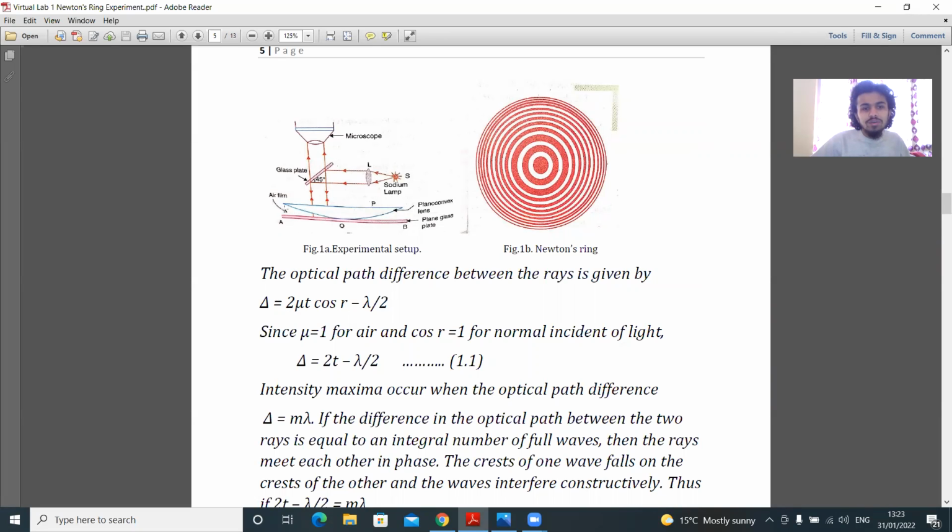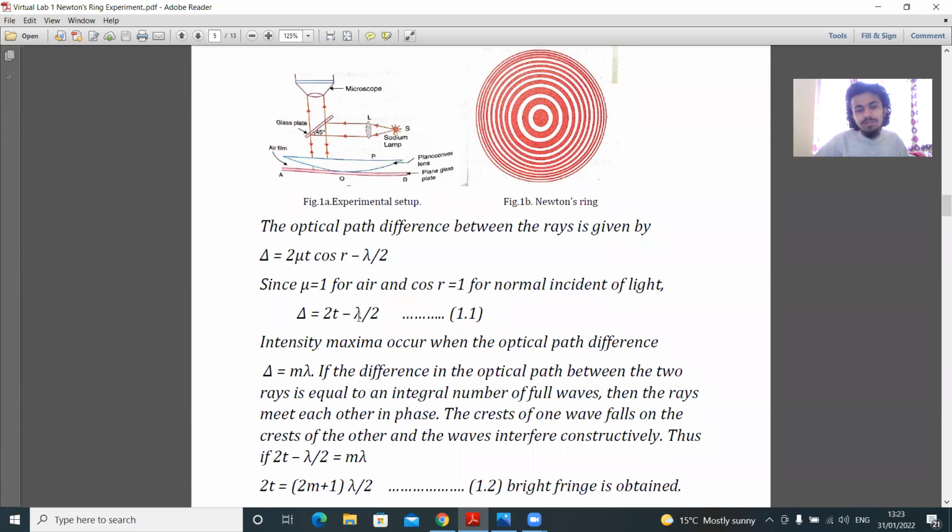Here in our case, the film is formed with air, so mu is 1 for air. And cos r: the ray incident on this plano-convex lens is perpendicular, so cos r equals 1, since r equals 0 degrees. So we obtain this optical path difference as 2t minus lambda by 2.